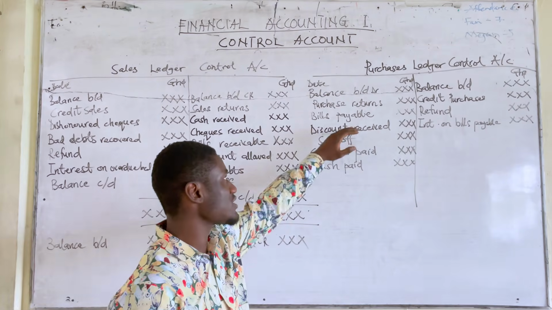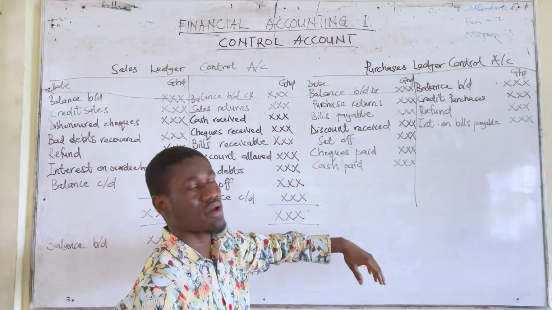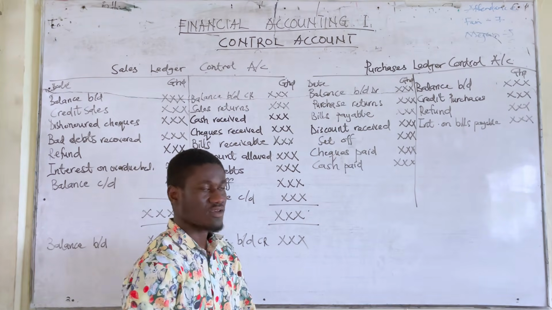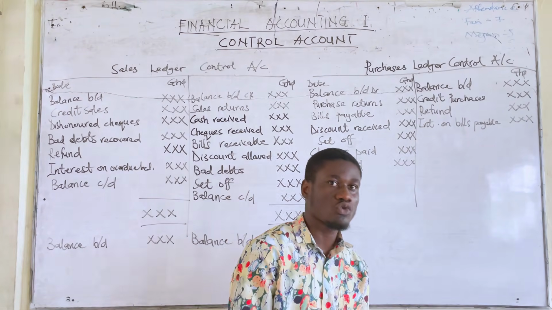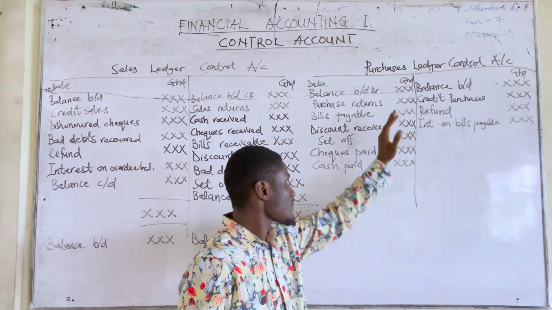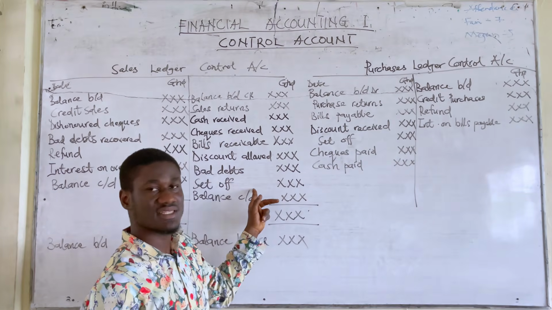5 cedi. So there has been a decrease of 5 cedi. So the amount we owe them has decreased. Therefore, we have to debit. Set off. As I said, we owe you, you owe us. Let's cancel each other. As you are canceling each other's debt, it's decreasing. So we have to debit. That's why here we credited. We get it.